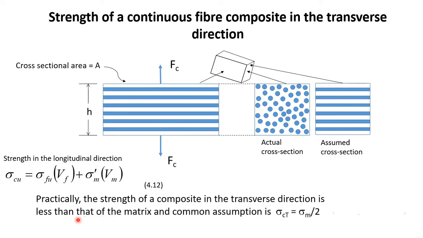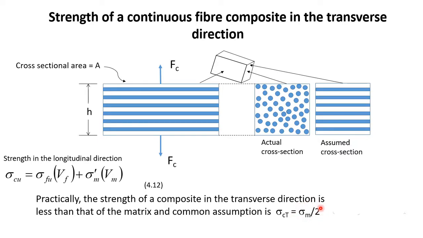Practically, the strength of a composite in the transverse direction is less than that of the matrix, and a common assumption is sigma Ct, which is the strength of the composite in transverse direction, is equal to sigma m over 2. Sigma m is the strength of the matrix. According to our practical assumption or practical knowledge, the strength of the composite in transverse direction is very low. It's even lower than that of the matrix.